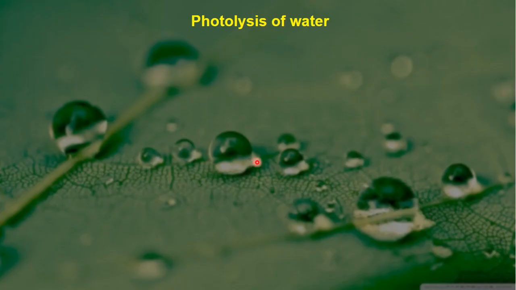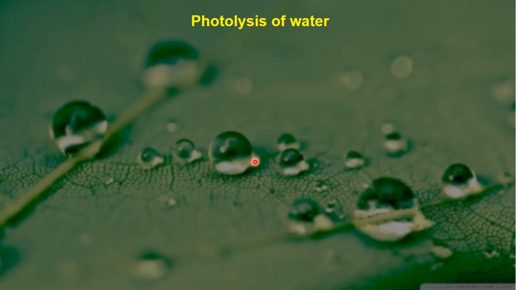Next, photolysis of water. Split the word into two: photo and lysis. Lysis means kill or destroy or split, and photo means light. Here the water is being killed using light, which means the water splits into protons and electrons using light.